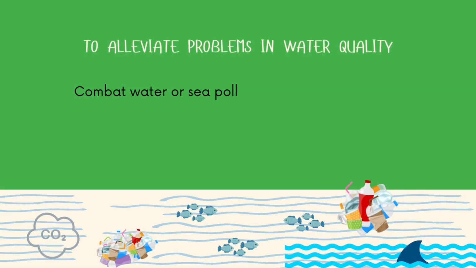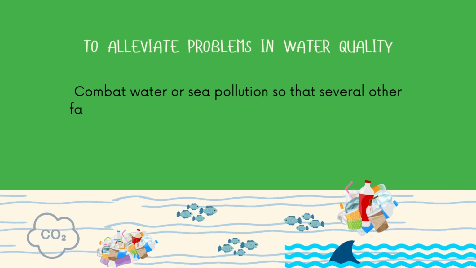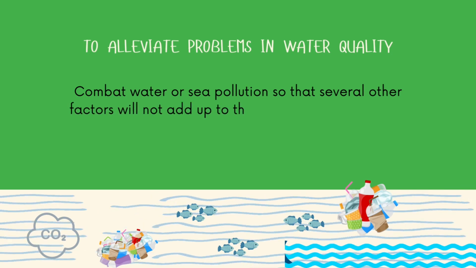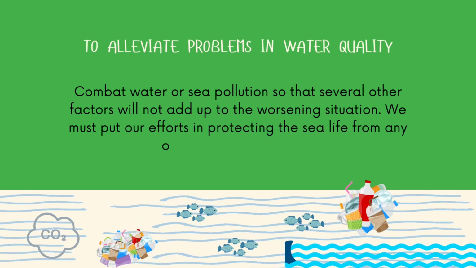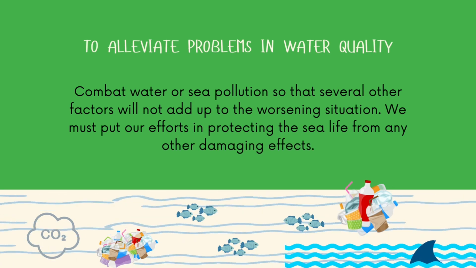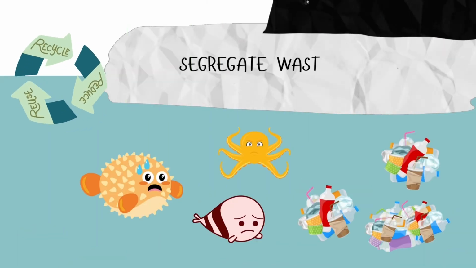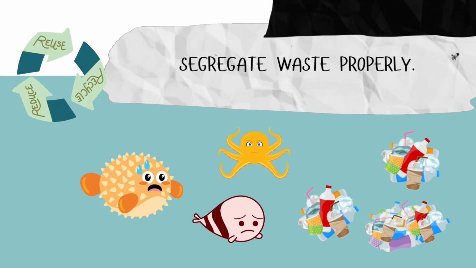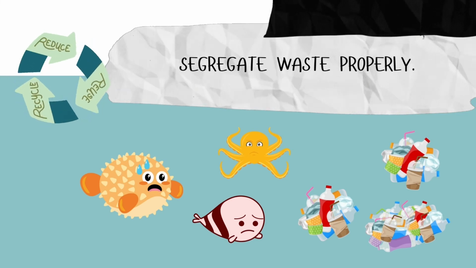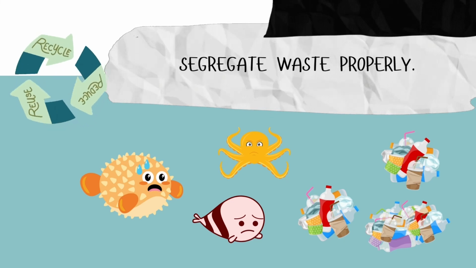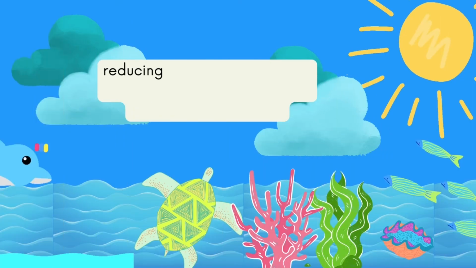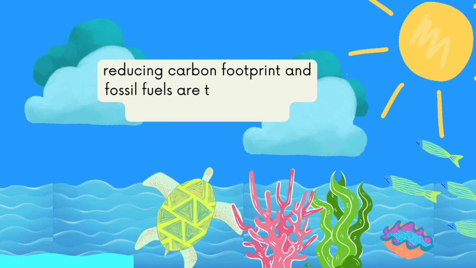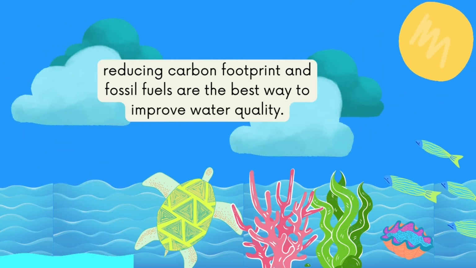In order to alleviate the effects of the carbon cycle on the water quality of our aquatic ecosystem, we need to combat water or sea pollution so that several other factors will not add up to the worsening situation. We must put our efforts in protecting the sea life from any other damaging effects. As students, we can help in this situation by segregating our waste properly. Garbage can be directed to the ocean when it is not thrown away properly. These worsen the conditions of the oceans. The same applies that reducing carbon footprint and fossil fuels are the best way to improve water quality.